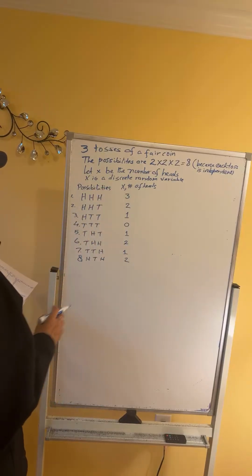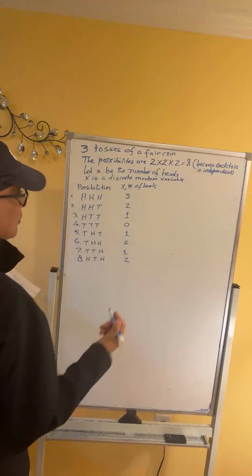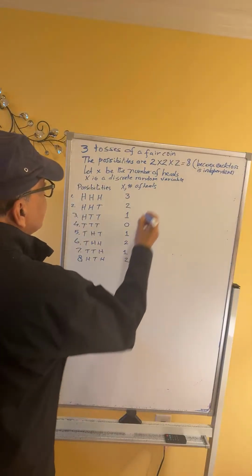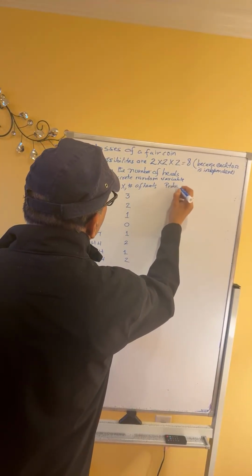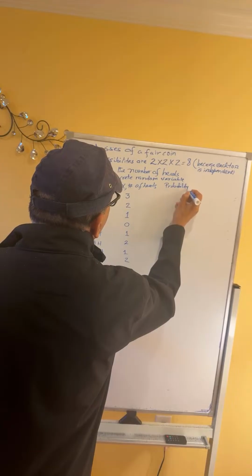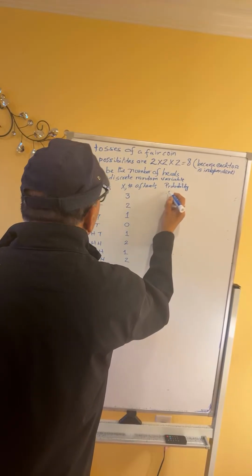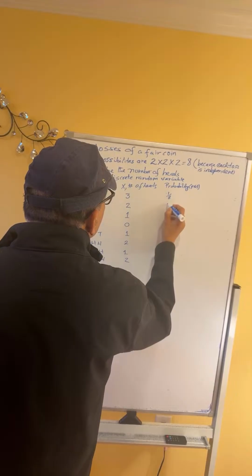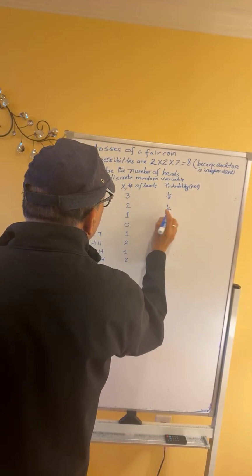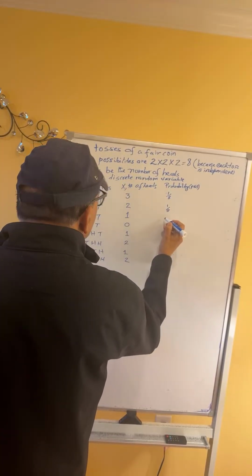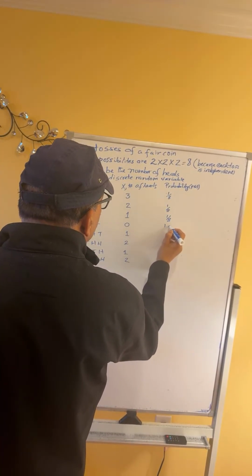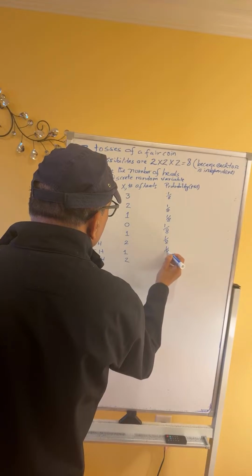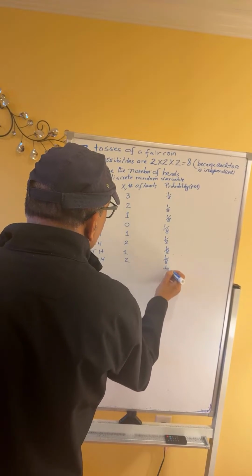Because these are independent events and there is equal likelihood of any one of these possibilities, the probability in each case, this is called P of x, is 1 out of 8, because there is only one of each of these. 1 out of 8 for each of them.